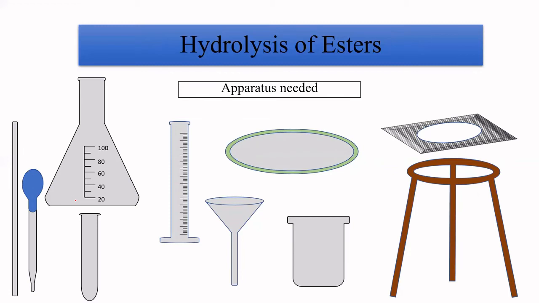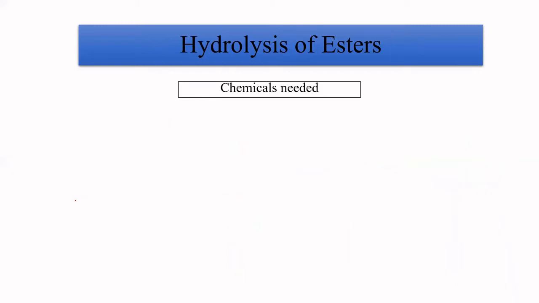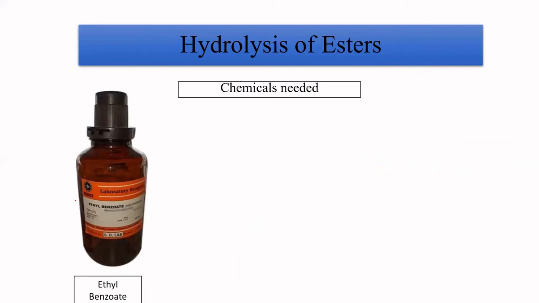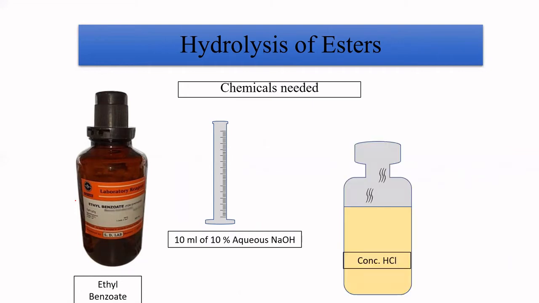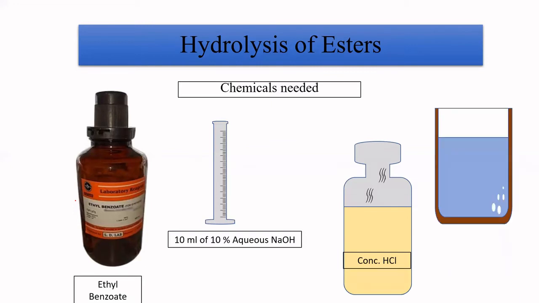Okay, what are the chemicals required for this experiment? First of all, we need ethyl benzoate, that is our ester part, right? We need 10% aqueous NaOH. We are going to use the aqueous 10% solution for the reaction because this is alkaline hydrolysis of ester. So we need alkali, and we're going to take the 10% aqueous NaOH solution. This aqueous solution will already be prepared and given to you. Then you need concentrated HCl and water for this reaction. So these are the chemicals which we need. Let us begin with the reaction.